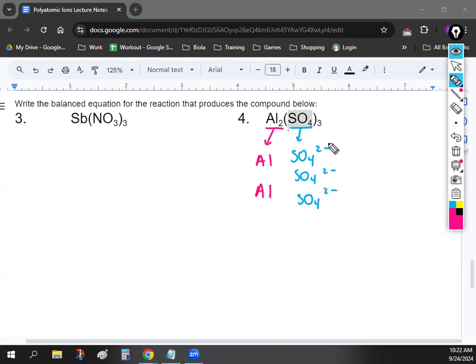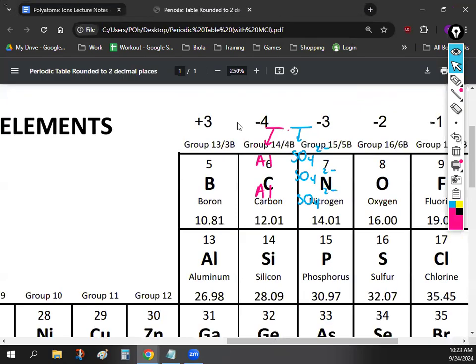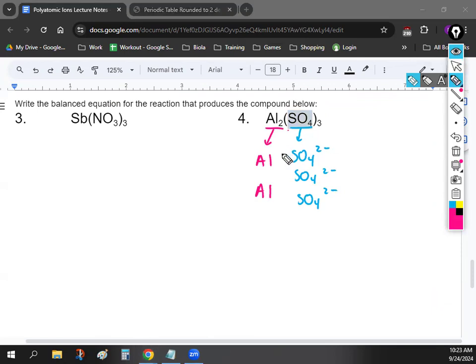Now, you can do the math and figure out what Al is, or you can go to the periodic table, and you should be able to identify that the charge for Al is positive 3. So Al is going to be positive 3. You could either find this on the periodic table, or you can just do the math. SO4, this is negative 6 added together. So it has to be positive 6 to balance that out, okay?